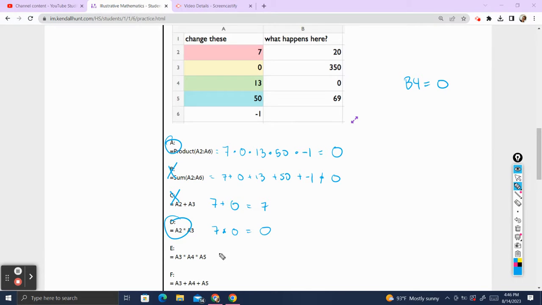Here we have A3, which is 0, times A4, which is 13, times A5, which is 50, which gets us 0 times 13, which is 0, times 50, which is also 0. Ooh, we found another answer. And then here it's the same 3 values, but added. And I know 0 plus 13 is 13, plus 50 will get us 63, so that is not a correct answer. So there we go. The correct answers are A, D, and E.